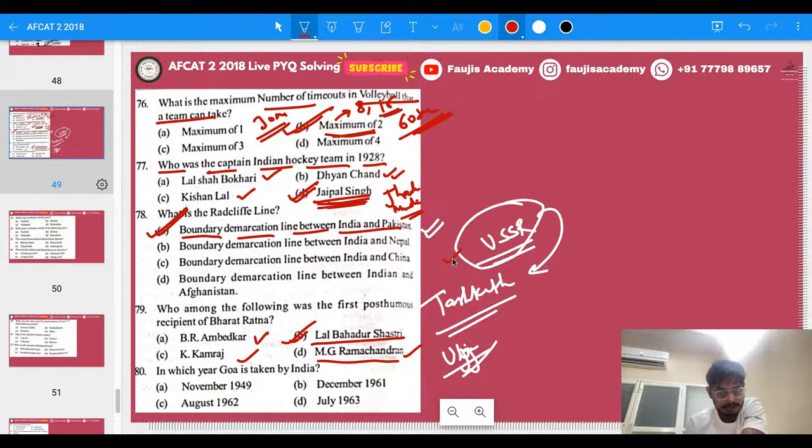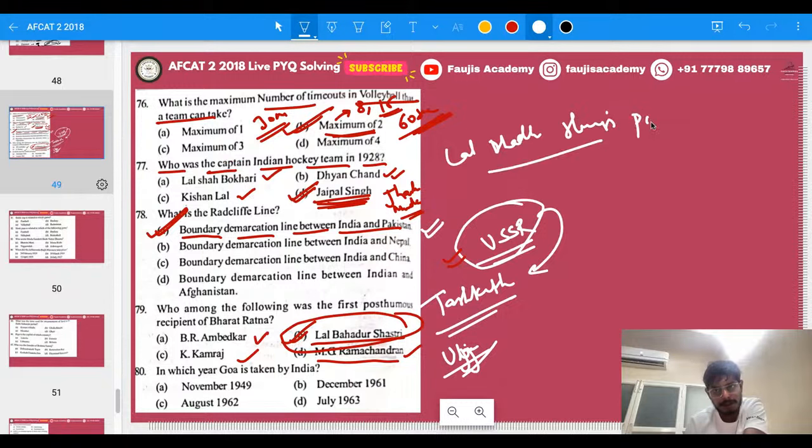He died in the USSR. Presumably killed. People say he died a natural death, but there is a conspiracy theory as well that the Russians wanted to kill Lal Bahadur Shastri and poisoned him. This is the theory out there. So Lal Bahadur Shastri was the first person to get this after his death.